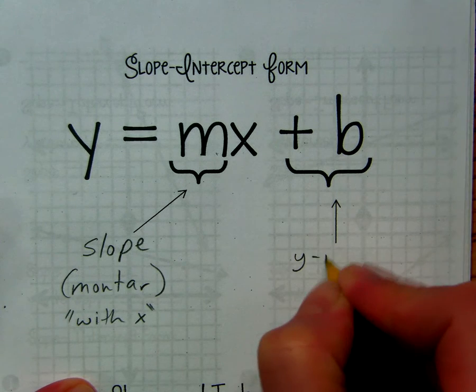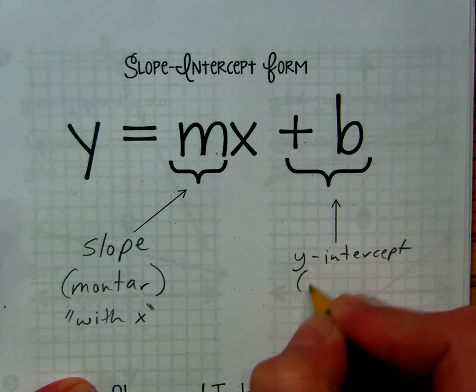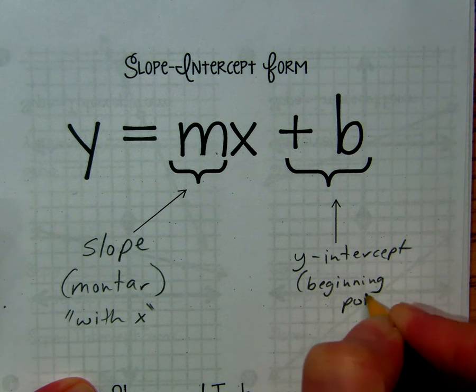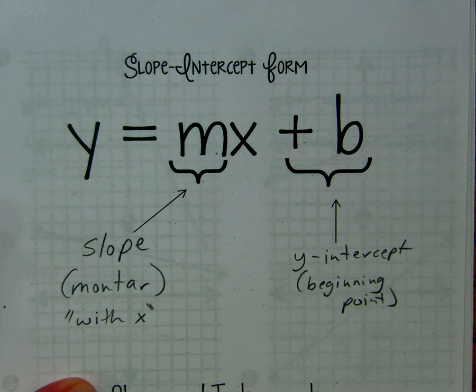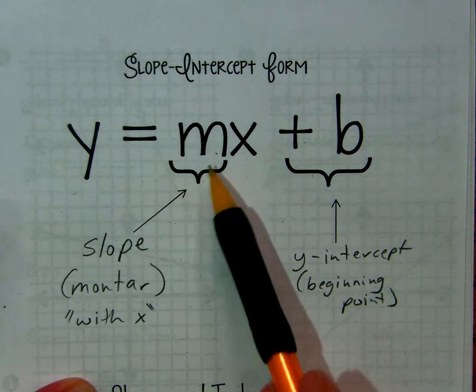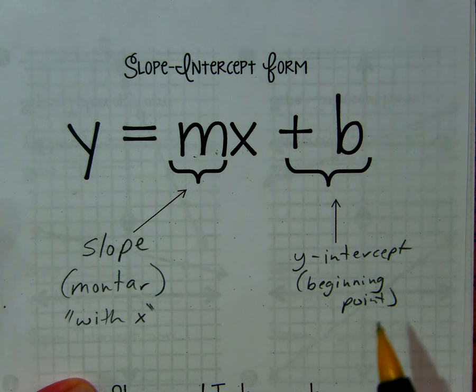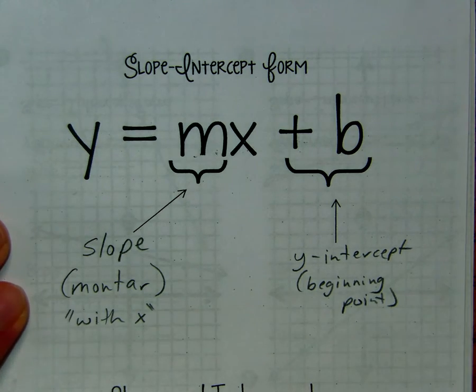B is the y-intercept, and when we do our graphs, that's going to be our beginning point. So B for beginning, that's how I think of that. So anyway, this is the slope, that's the y-intercept. Y equals mx plus b is the formula that we're going to be using for this lesson. All right, let's turn to the next flap.